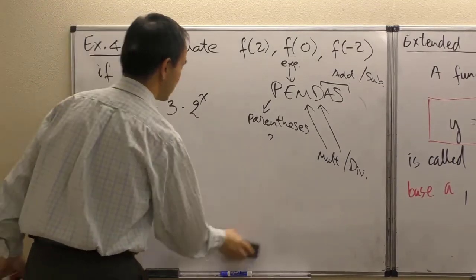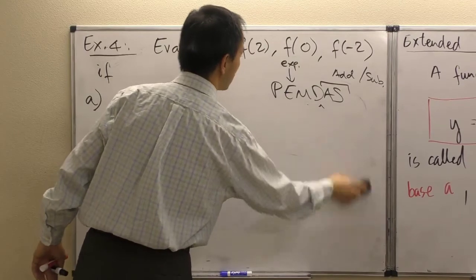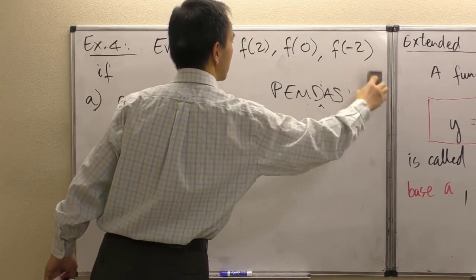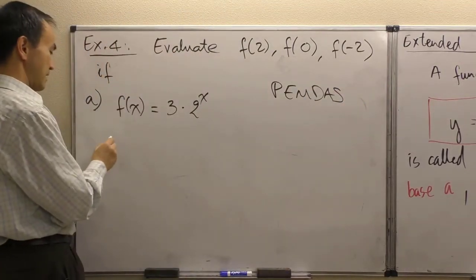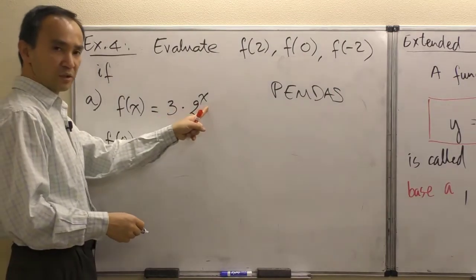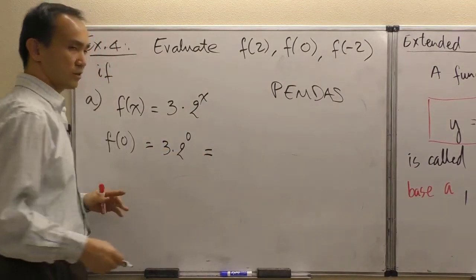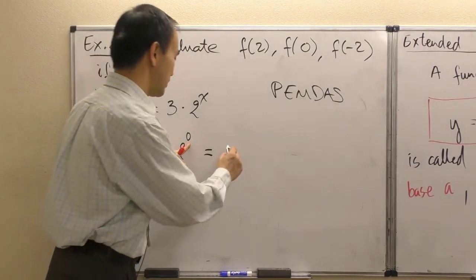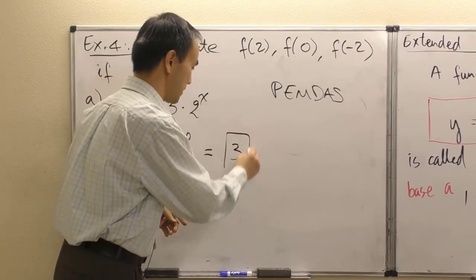And then same part A, but we have a different task. To maximize my board space, allow me to erase the extra notes right here. I only want to leave just that PEMDAS here to remind anyone. So f of 0. Just like that, I'm going to substitute 0 into the place of my x right here. So it's 3 times 2 to the 0. This time we have a clear direction of where to go. We have to raise 2 to the power 0 first, which gives me 1. And so 3 times 1 is, in the end, 3.